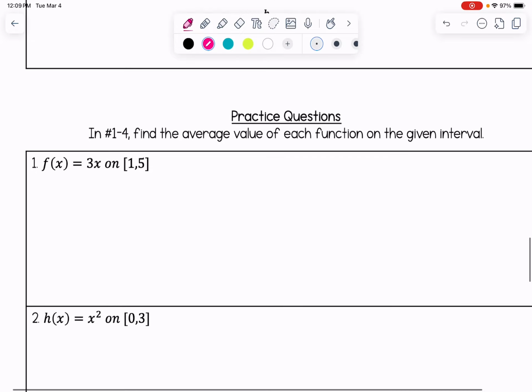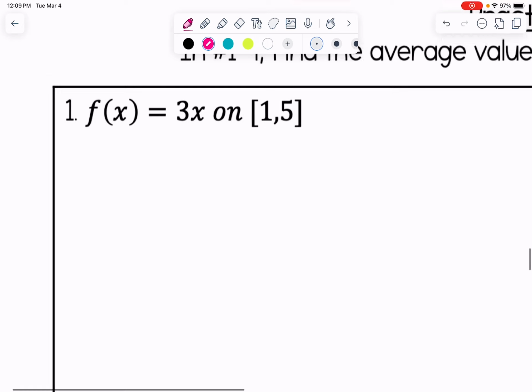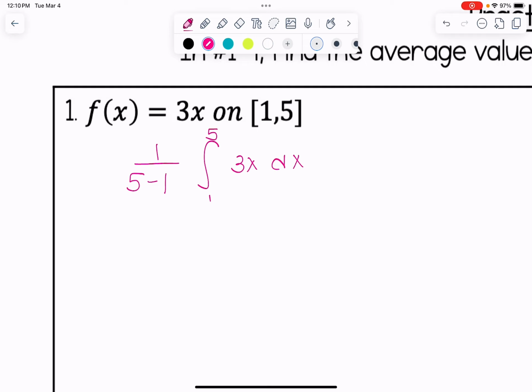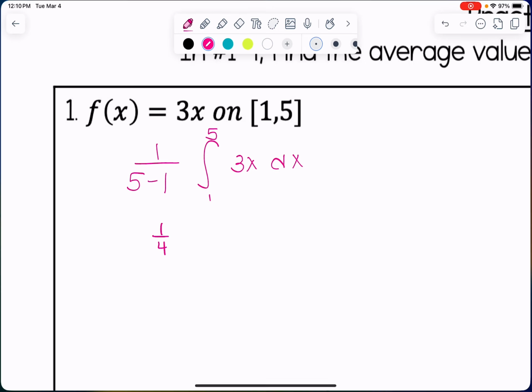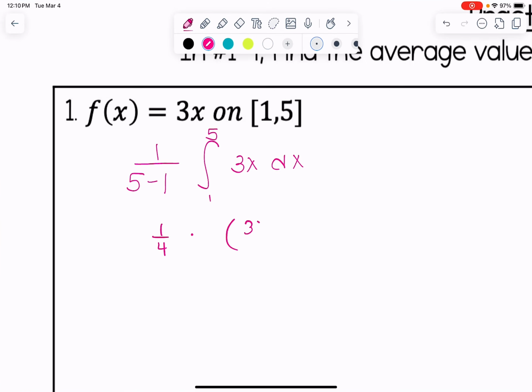All right, for number 1 through 4, we're going to find the average value of each function on the given interval. For number 1, we have f of x equals 3x on the closed interval 1 to 5. So setting this up, we would have 1 over 5 minus 1 times the integral from 1 to 5 of 3x dx. This is, of course, going to give us 1/4 here. And we're going to find the antiderivative of 3x. So that's going to give us 3x squared over 2, and we're going to evaluate that from 1 to 5.